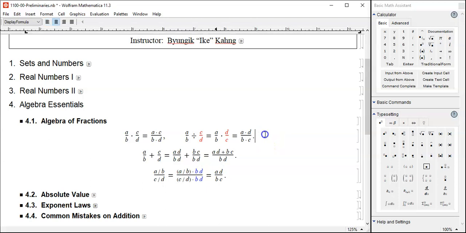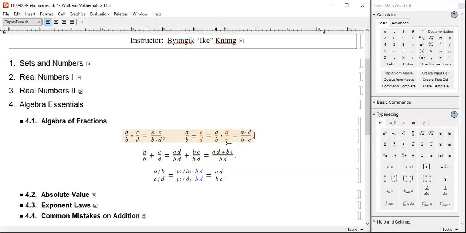Algebra of fractions. I haven't seen many students making mistakes here, multiplying two fractions. Just multiply the numerators and denominators separately. That's about it. For division, I have seen some students having trouble, but if you just remember one thing, you'll be just fine. There's no distinction between division and multiplication. Just multiply the reciprocal. Flip over the c over d, into d over c.